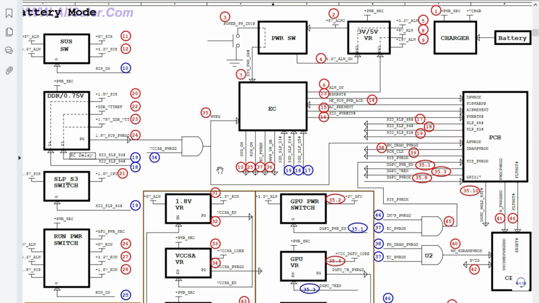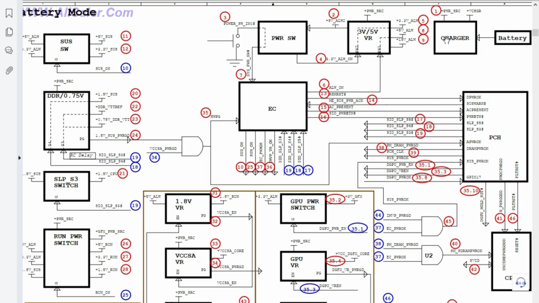If you understand this approach, you're of course going to understand how the motherboard is working, how the power rails and signals are generated, step by step. So you can figure out the problem within any laptop or computer very quickly. So without wasting time, let's get started.